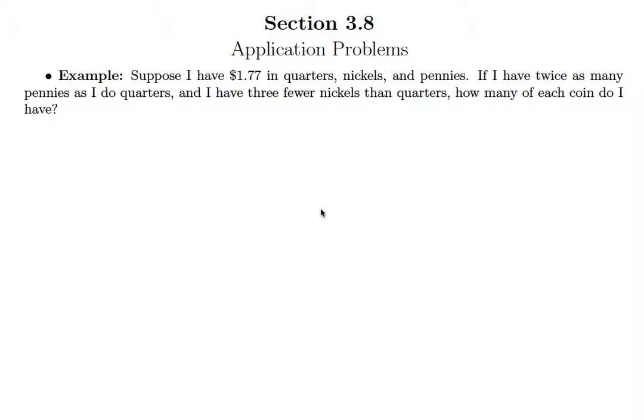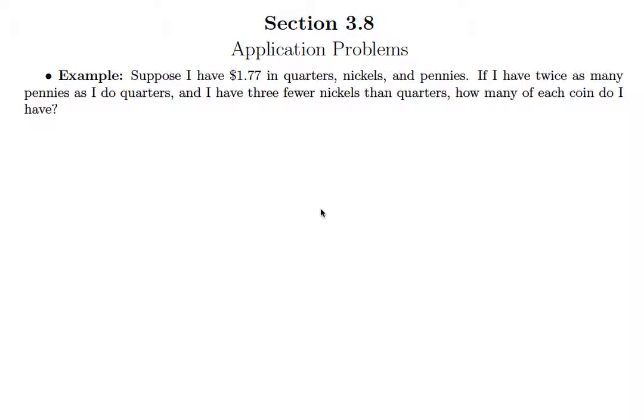In this lesson, we're going to look at an example of a money problem. Suppose I have $1.77 in quarters, nickels, and pennies. If I have twice as many pennies as I do quarters, and I have 3 fewer nickels than quarters, how many of each coin do I have?